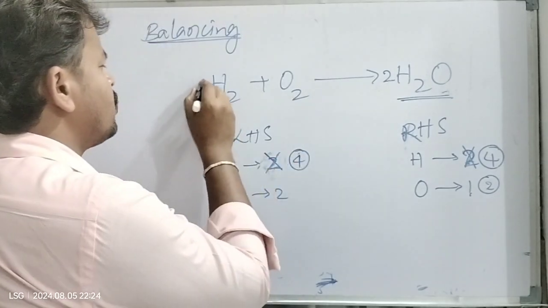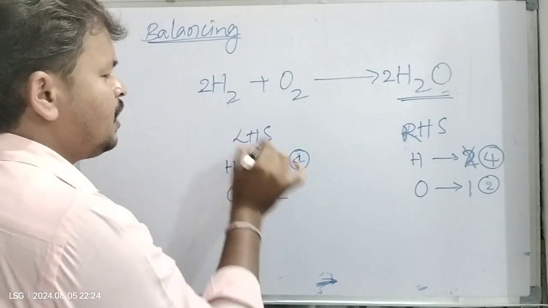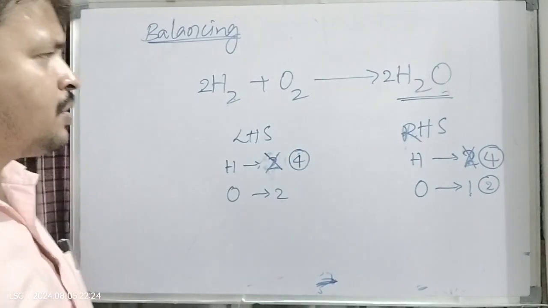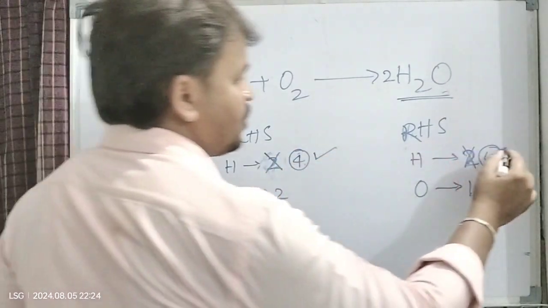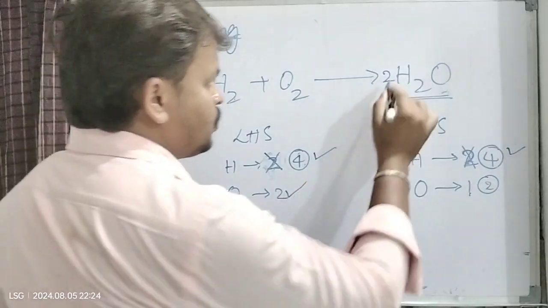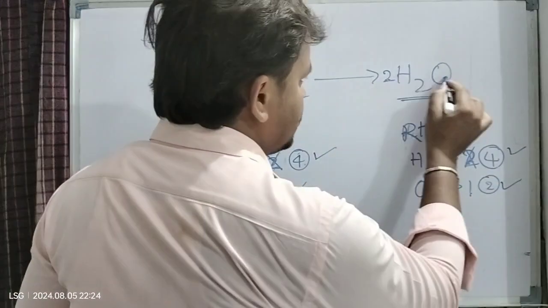4 means here you must write 2, 2 2s are 4. Now see, the equation is balanced. Hydrogen 4, oxygen 2, 2. This is for this also.